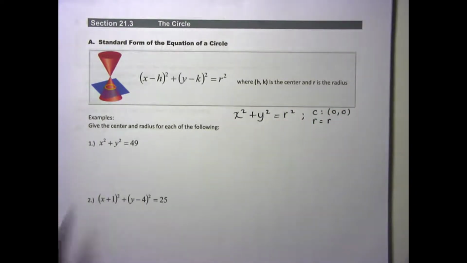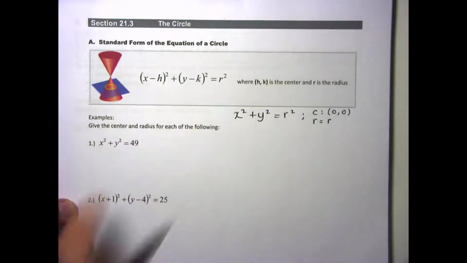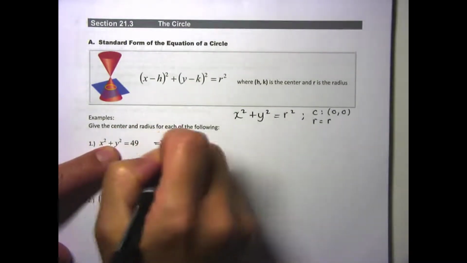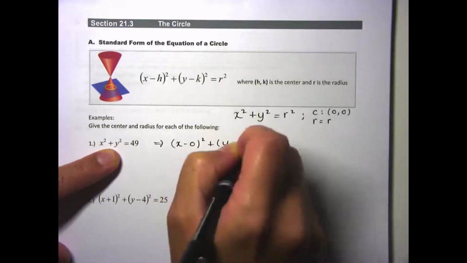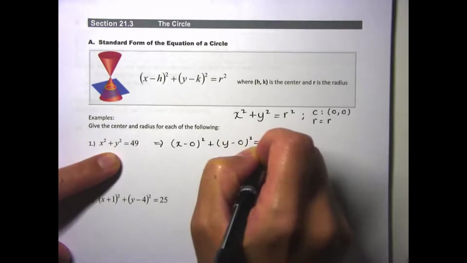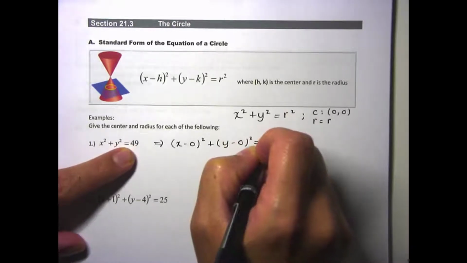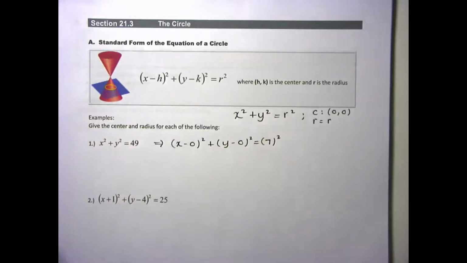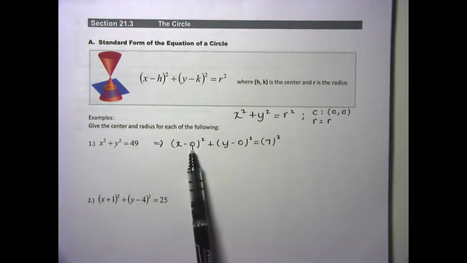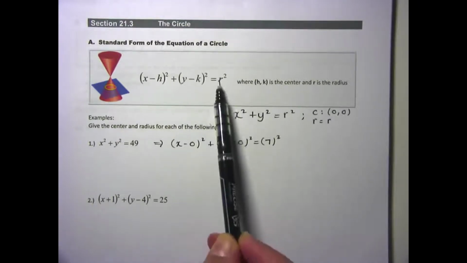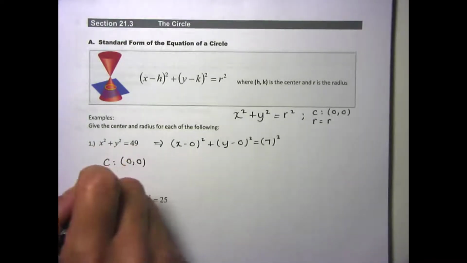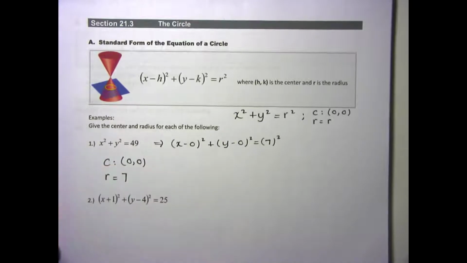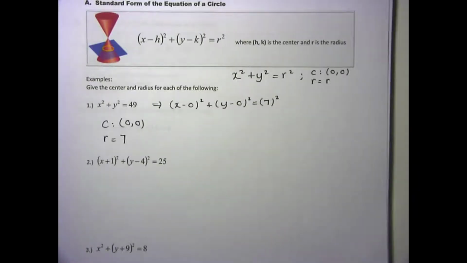All right, so this is a case like that. If you had to write it in this standard form, we would give it as (x - 0)² + (y - 0)² = 49, which can be written as 7². From this, we can very simply pull out that h is 0, k is 0, and r is 7. So again, the center is at the point (0, 0), and the radius is equal to 7.